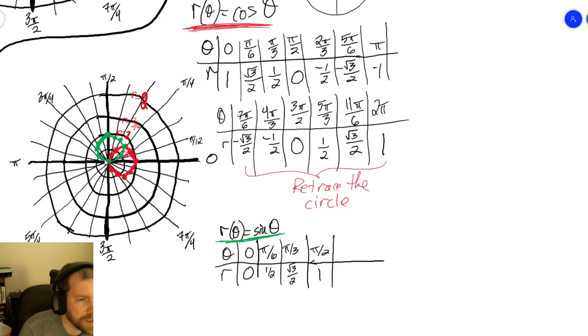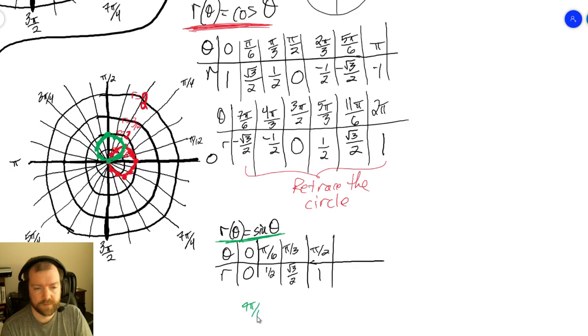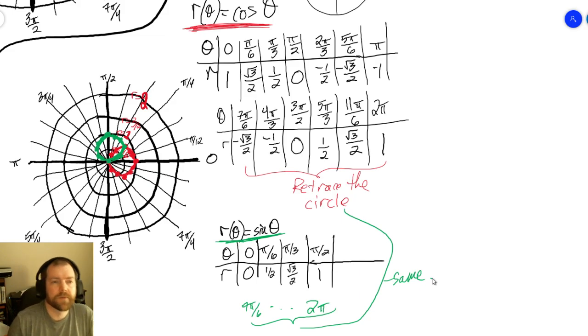And again, we see exactly the same behavior as with the cosine function, only this is dealing with a vertical circle instead of a horizontal circle. So r of theta equals the sine of theta. It's going to put us out here. And again, it's going to go around twice. Right? It's also going to retrace itself.